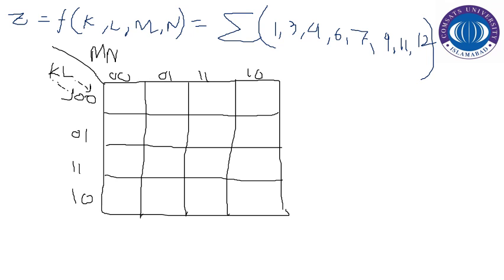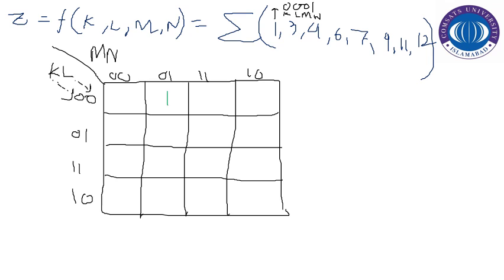So with this representation, now we have to place the values here. The first min term is 1, and the binary value of 1 is 0, 0, 0, 1, in which k equals 0. This is k, this is l, this is m, and this is n. So for k and l being 0, 0, we are on the first row, and the column is 0, 1, so the value here is 1.